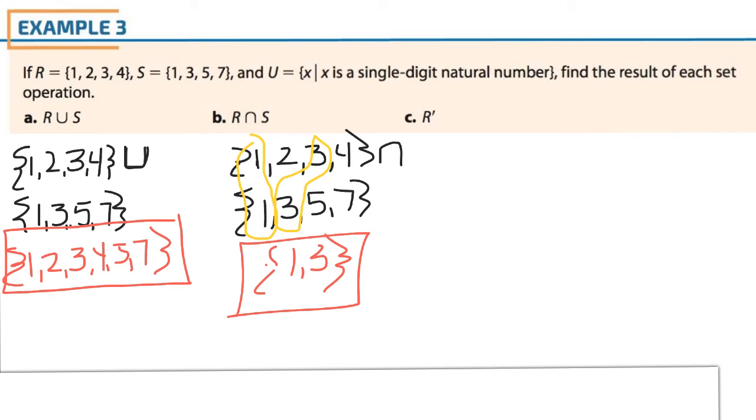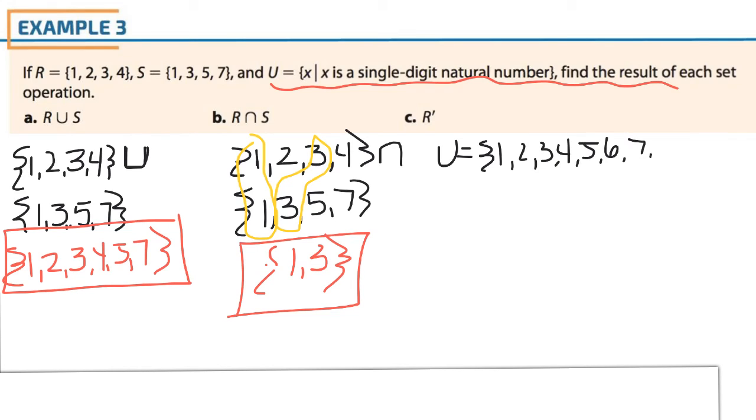Last but not least, the complement of R. So in the universal set, if it's all single digit numbers, X is a single digit number. The universal set gives us 1, 2, 3, 4, 5, 6, 7, 8, and 9. So my universal set is going to have the elements 1, 2, 3, 4, 5, 6, 7, 8, and 9.